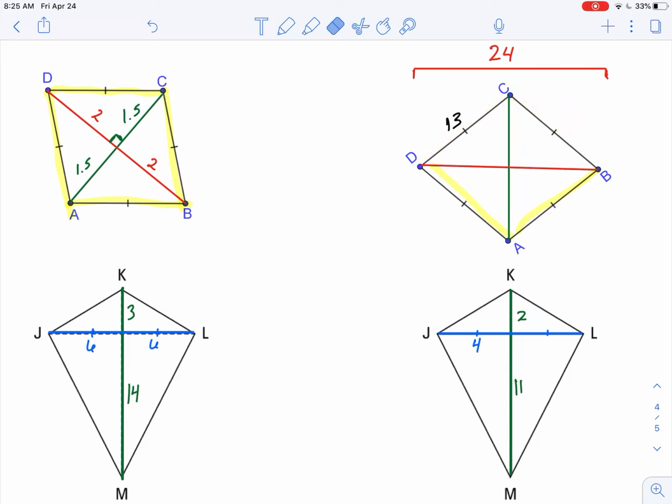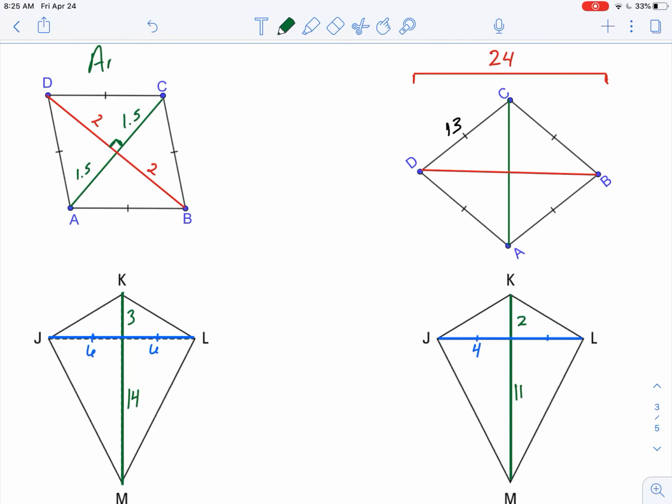Today we're going to be learning about areas of rhombuses and kites. So again, rhombuses, this is from late last semester. Rhombuses are quadrilaterals with four congruent sides. So all four sides are congruent. And we also know that the diagonals of a rhombus bisect each other. So the diagonals are not the same length, and you can see that here, but they do cut each other in half.